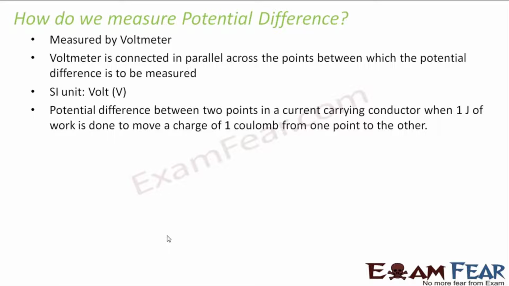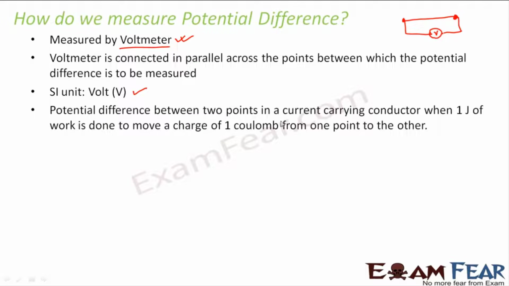So how do we measure potential difference? Potential difference is generally measured by an instrument called a voltmeter. So how do we connect a voltmeter in order to measure potential difference? It is connected in parallel across the points between which the potential difference is to be measured. Let us suppose I want to measure the potential difference between these 2 points. So I connect a voltmeter across these 2 points, and the reading of this voltmeter will tell me the potential difference between them. SI unit of potential difference is volt.